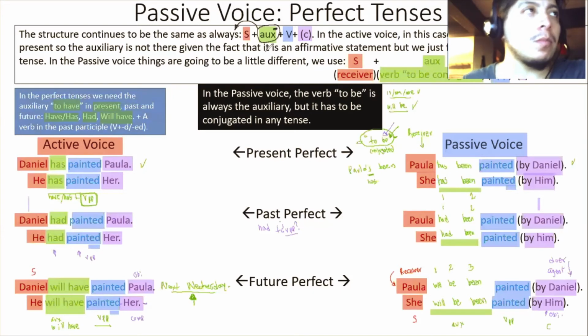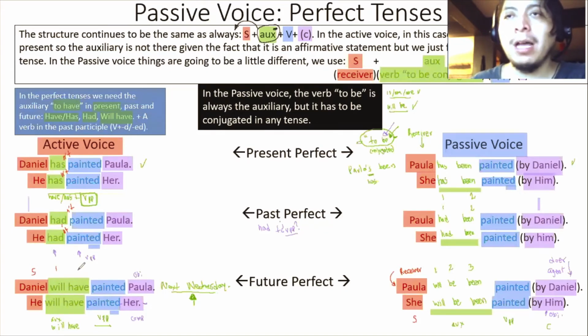Now, do you remember how to make negatives? Very simple, right? The auxiliary takes the negative. Daniel has painted Paula. Daniel hasn't painted Paula. He hasn't painted Paula. Okay? Daniel had painted Paula. Daniel hadn't painted Paula. He hadn't painted Paula.